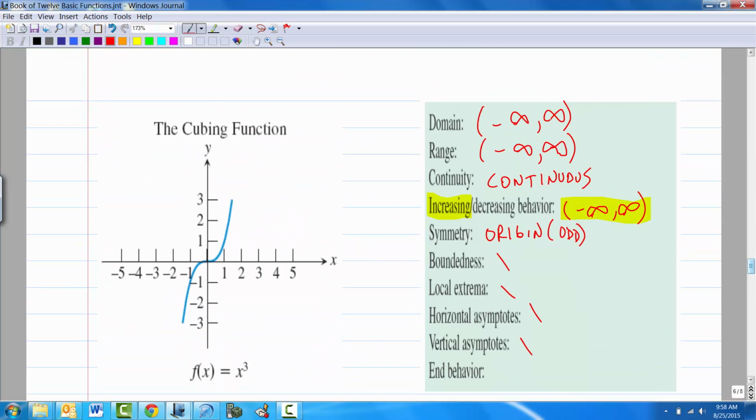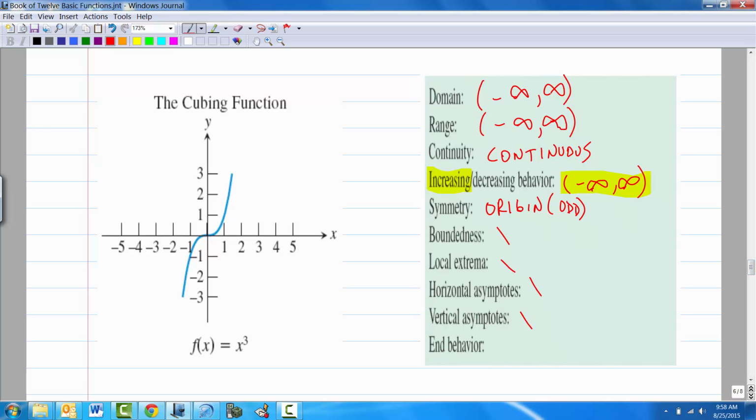Okay, cubing function. Hopefully you got that picture. Again, I gave you a blank graph. You had to come up with some points: 0 cubed, 1 cubed, 2 cubed, same thing with negative 1. You just make points. That's how you make pictures.